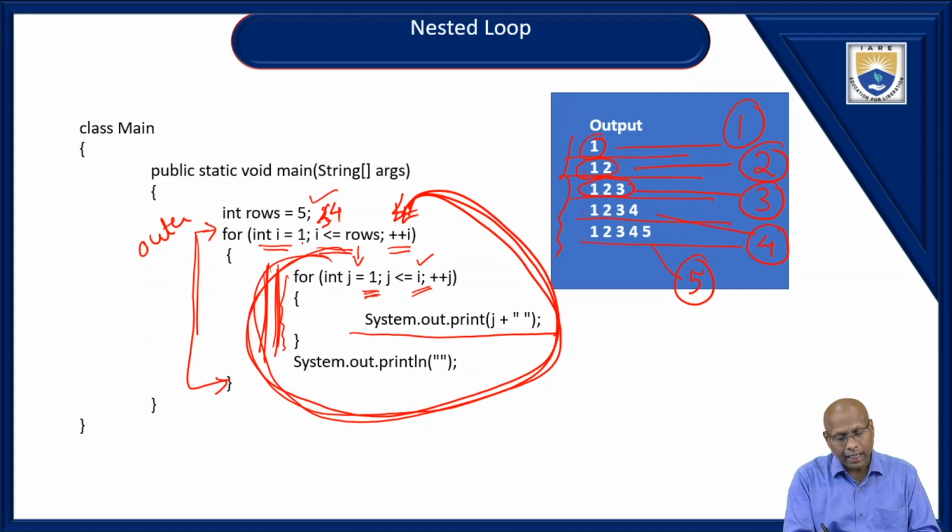j starts from 1 until less than or equal to i. i means 4, so it repeats again 4 times. 4 times it prints 1, 2, 3, 4. After printing 4 times, it comes out of the inner loop, and again goes out of the outer loop.